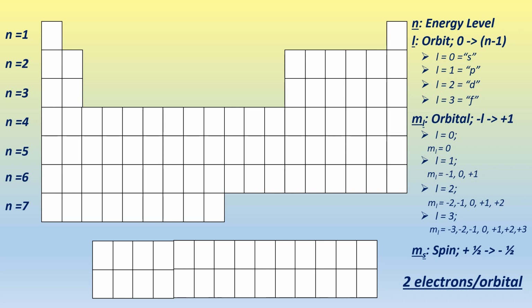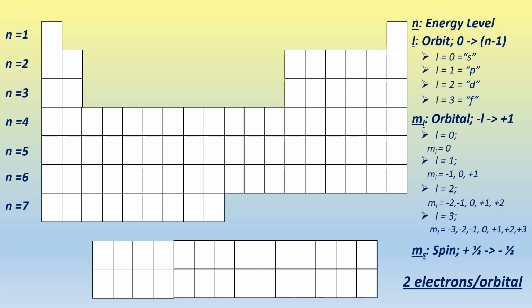M sub L can be from negative L to positive L, so an s orbit has one value of m sub L. A p orbit with L equals 1 has 3 values of m sub L: negative 1, 0, plus 1. A d orbit at L equals 2 has 5 values of m sub L from minus 2 to plus 2, and an f orbit at L equals 3 has 7 values from minus 3 to plus 3.